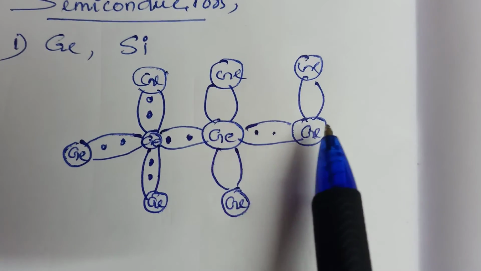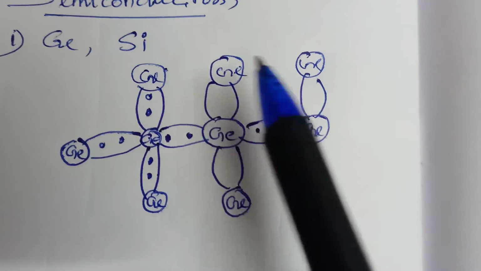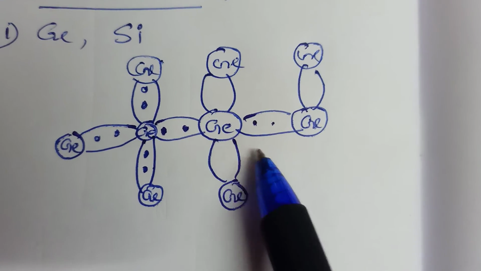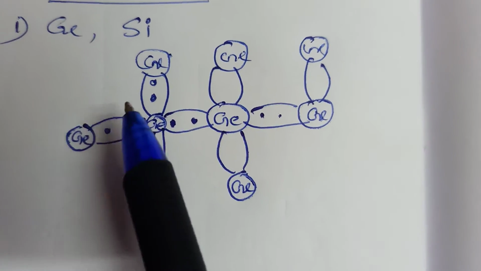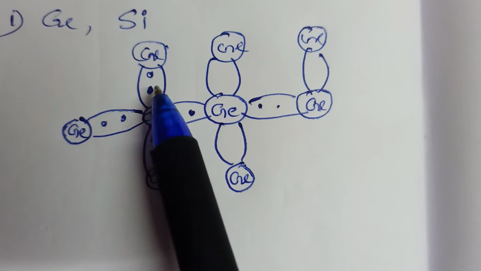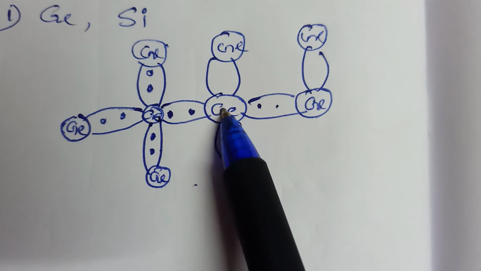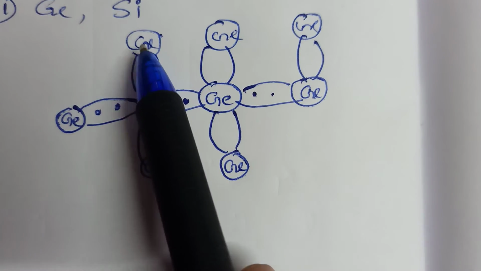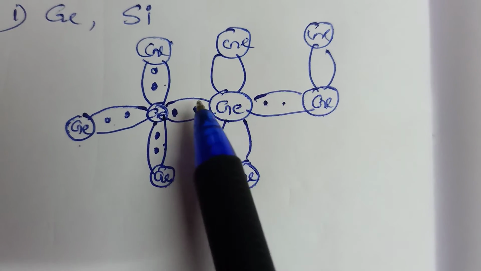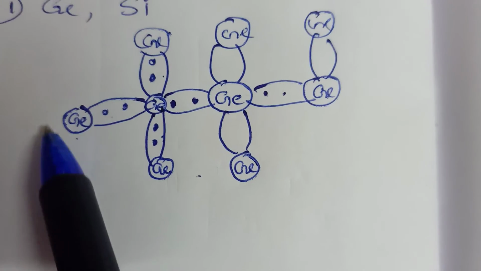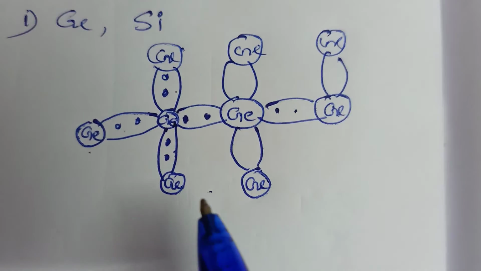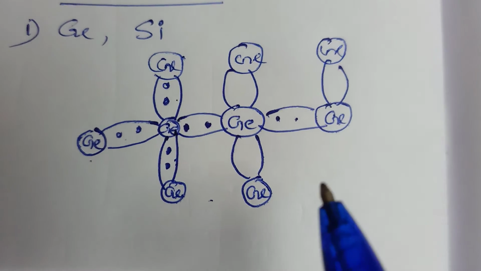The pattern will be repeating to complete a crystal lattice. That is, this periodic repetition of germanium atoms will form the germanium crystal. Here a single germanium atom shares 4 electrons with 4 germanium atoms. One germanium atom will give 1 electron, another will give another electron, and this periodicity is repeated and we will get a whole germanium lattice.